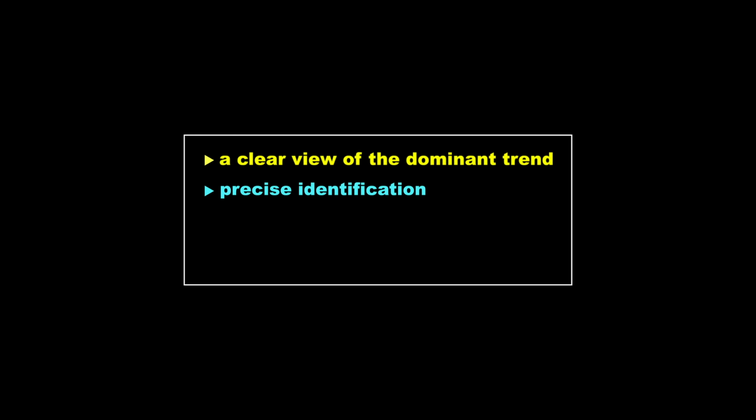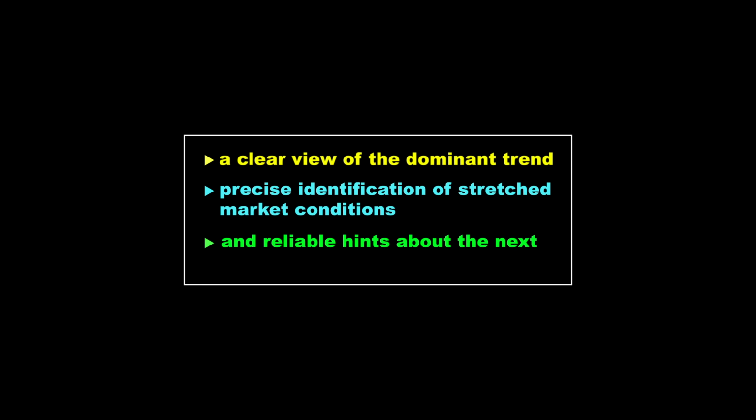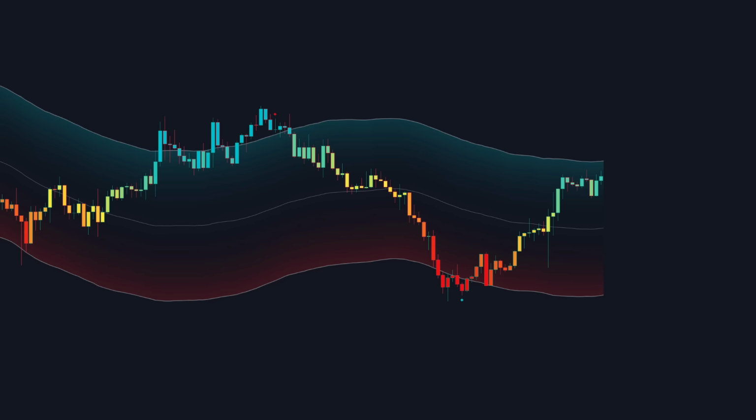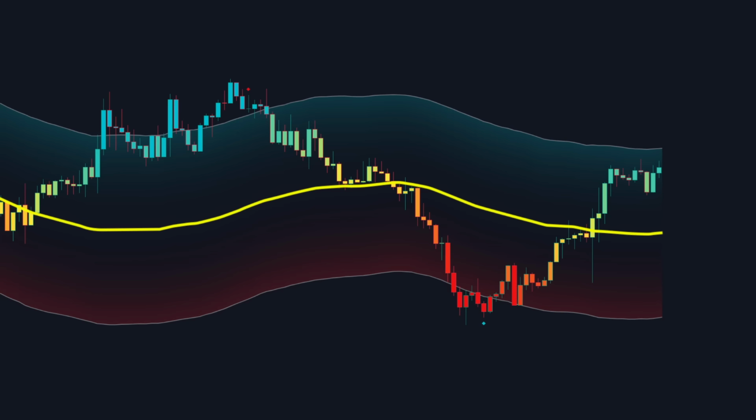This tool uses linear regression mathematics to create visual channels and bands right on your price chart. What you get is a clear view of the dominant trend, precise identification of stretched market conditions, and reliable hints about the next probable price direction. Looking at your chart now, you'll notice these channel structures and bands overlaid on the price action. The central channel reveals the overall market direction, with red coloring the lower section and blue highlighting the upper section. You get instant visual feedback on market flow.